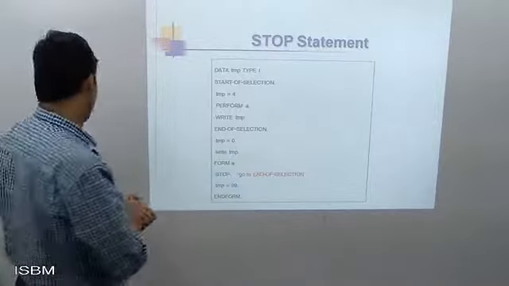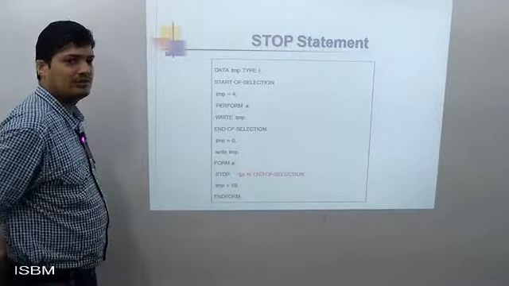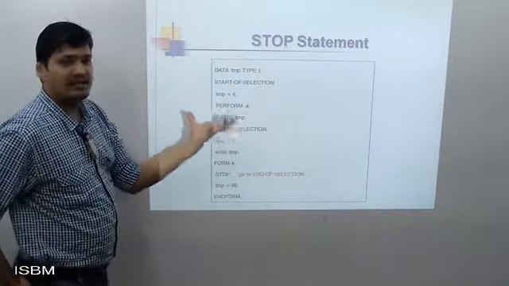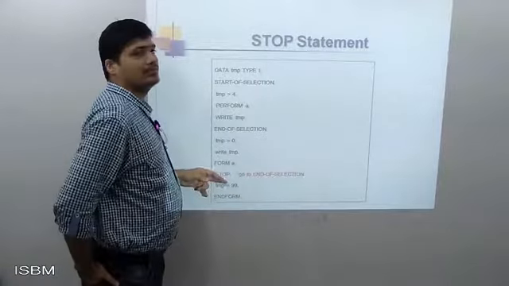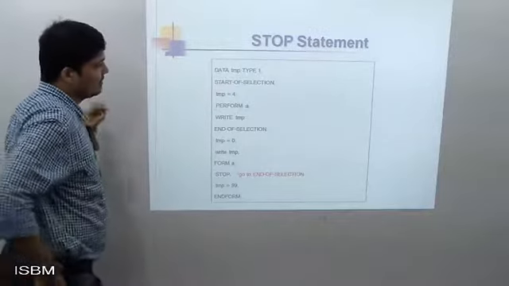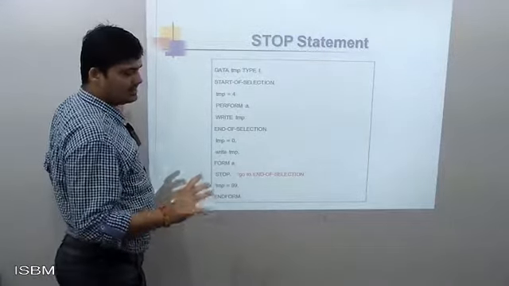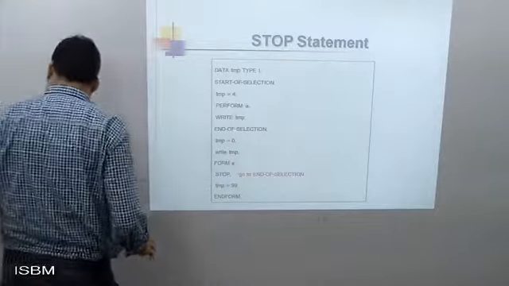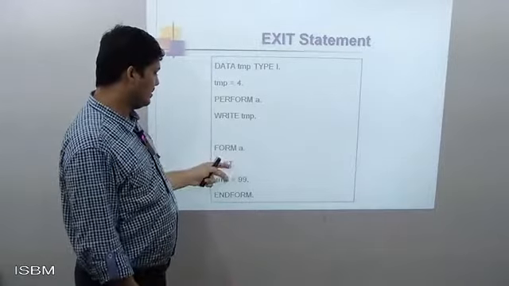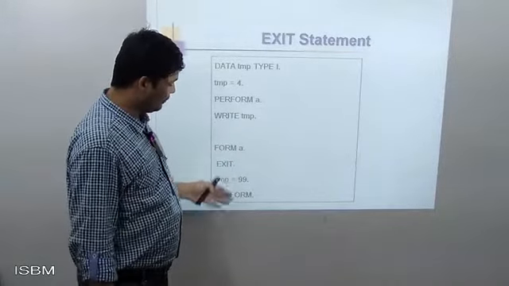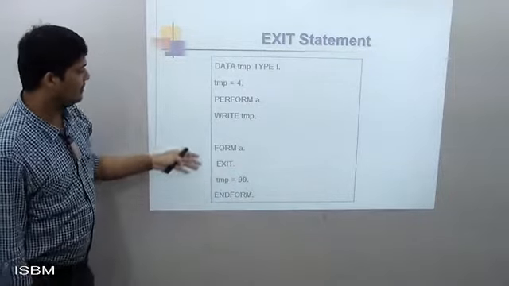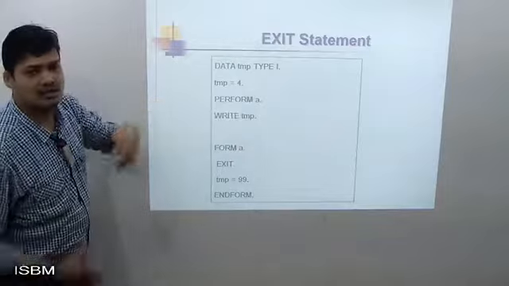So here we have seen that if we do not want a statement to be executed, we can directly put the stop. To explain again, there are two things. With exit, it comes directly out of your perform and directly writes TMP, which is 4, so its output will be 4.